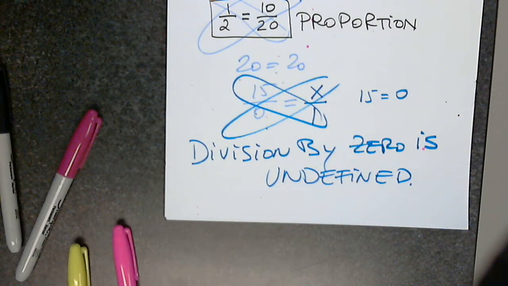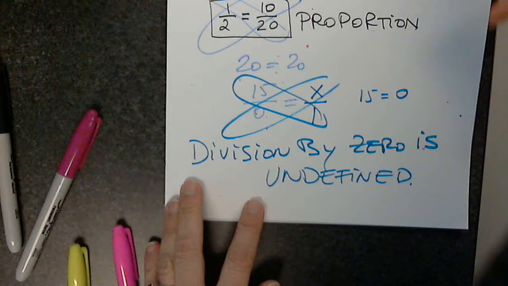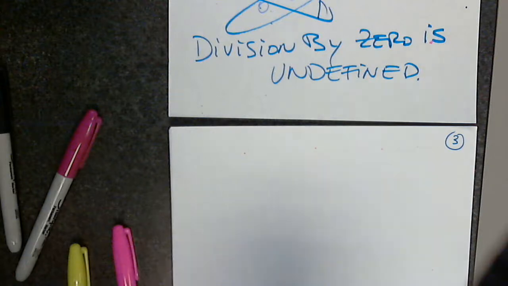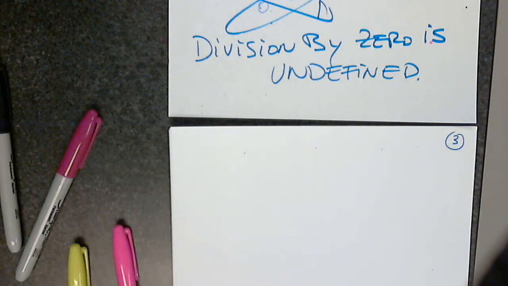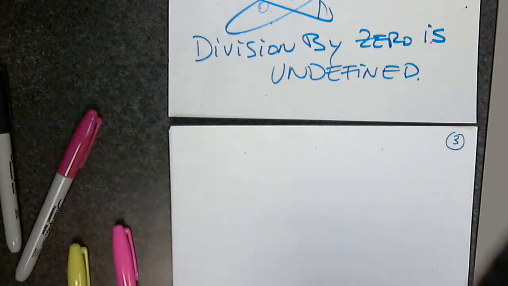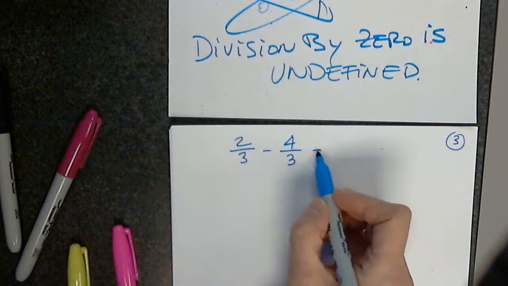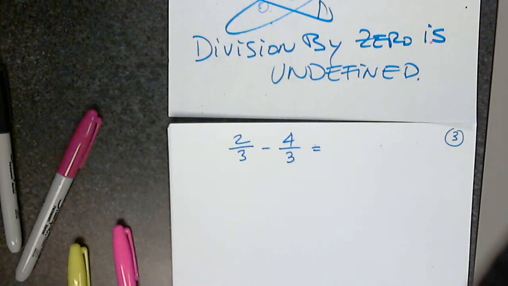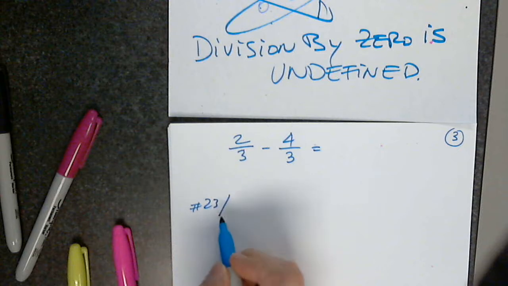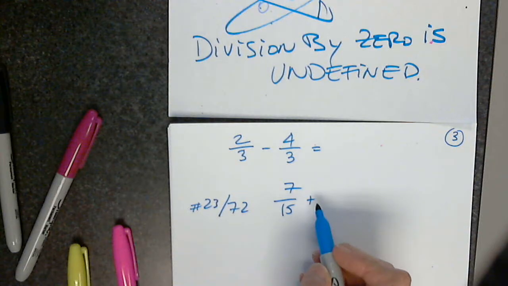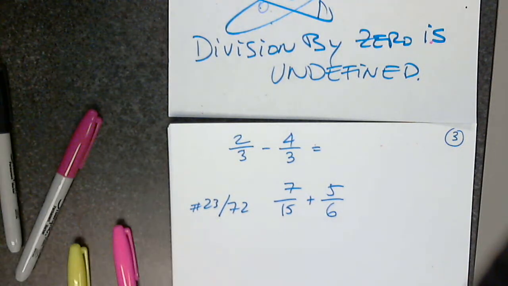It's very important. Okay, now I would like to look at adding and subtracting fractions. I'm going to start with an example with the same denominator. I can find one in the book, so I'm not going to waste your time. So 2/3 minus 4/3. And after that, I'd like to look at problem 23 on page 72. And that is 7 divided by 15 plus 5 divided by 6.